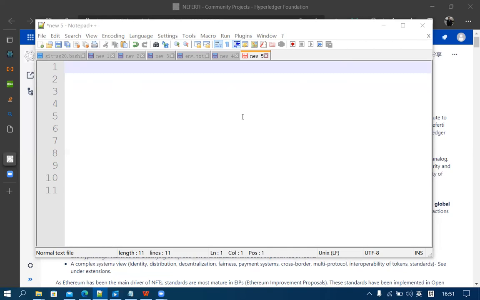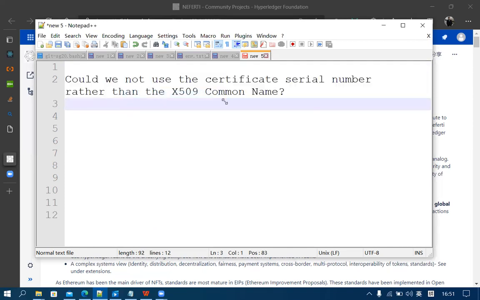Next question? Can we not use the certificate serial number rather than the common name? Yes, you can use the common name here, but yes, it's okay. You can use the common name here.